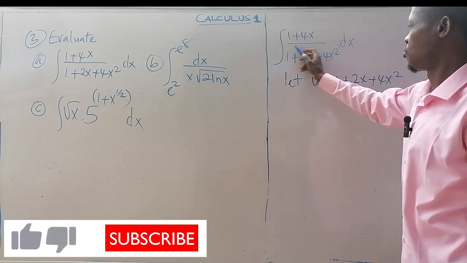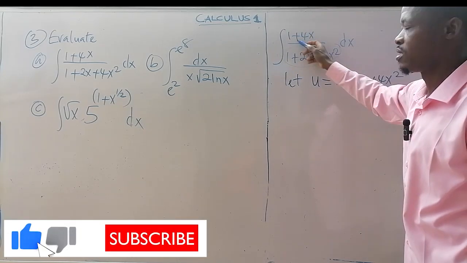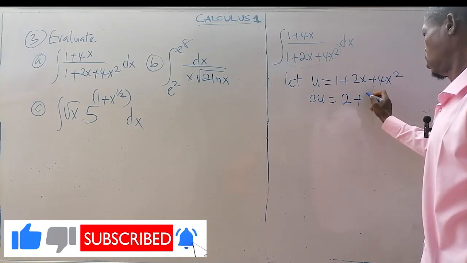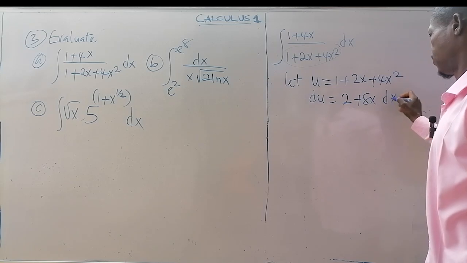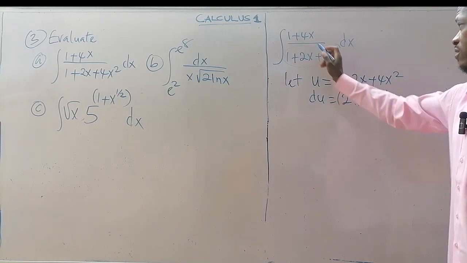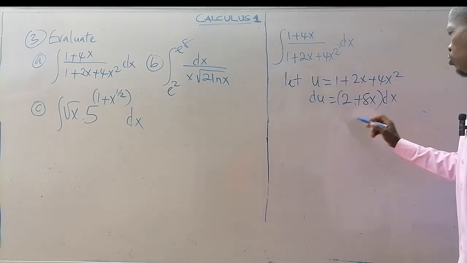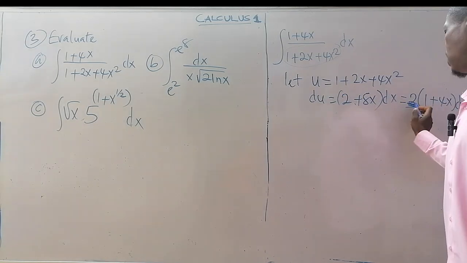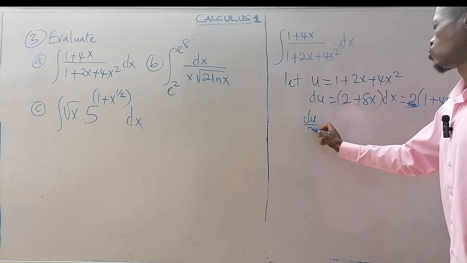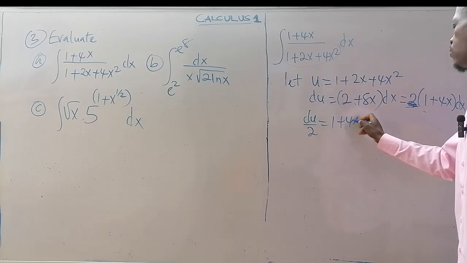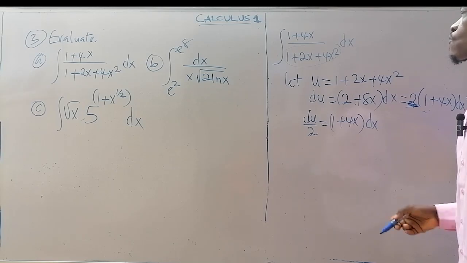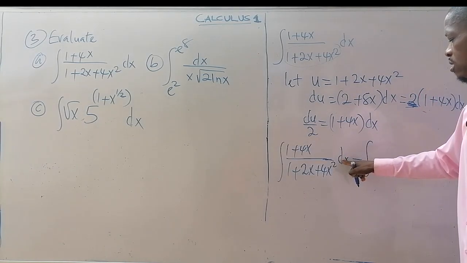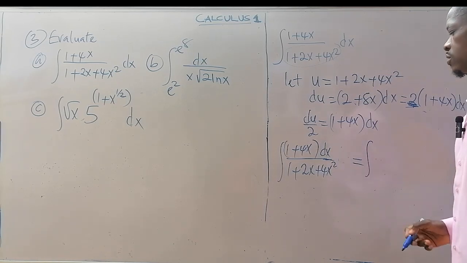And the moment you do that, you realize that it has a similarity with the numerator. So du is equal to 2 plus 8x dx. So what we can do now to make it the same as the numerator is to take the 2 out. So we have this. Then we can remove this, and that will be du over 2 equal to 1 plus 4x dx. So our question is equal to, don't forget, we can remove this dx here and put it here. So it's the same thing.